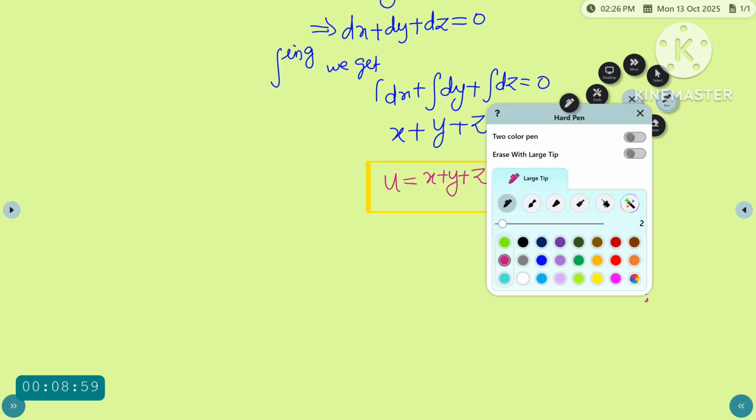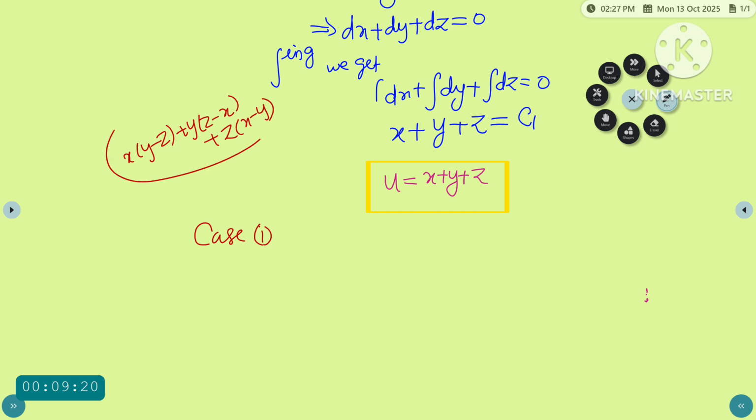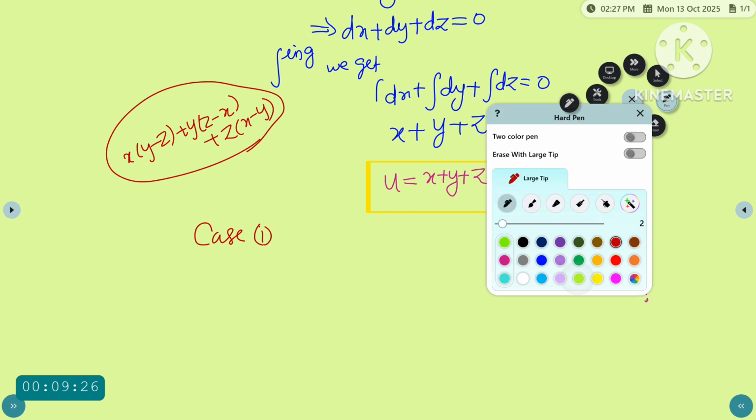How can we find case 2? Let us try. We have to choose different multipliers. In case 1, we chose 1, 1, 1 such that the denominator is 0. What is our denominator here? x into y minus z plus y into z minus x plus z into x minus y. This is our denominator. We have to choose the multipliers such that the denominator should vanish.